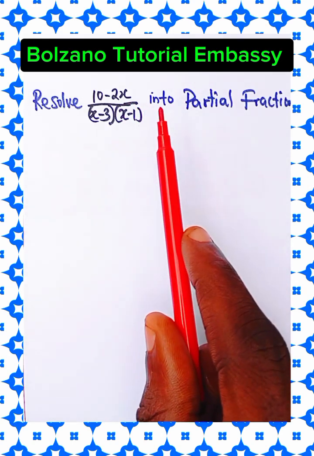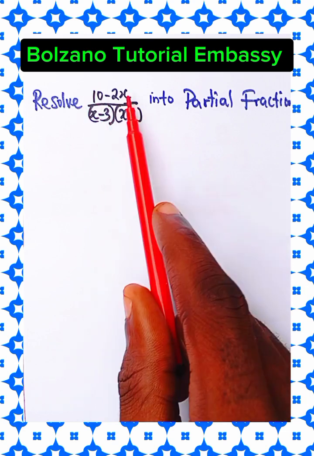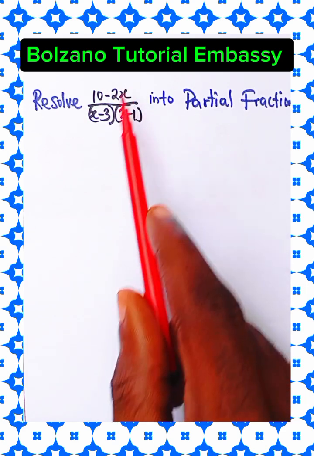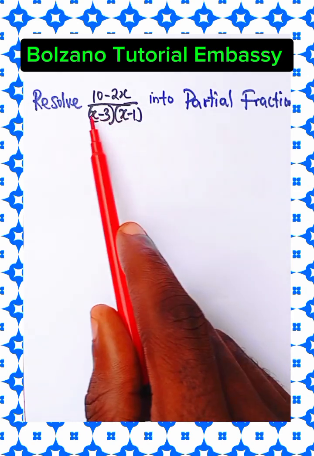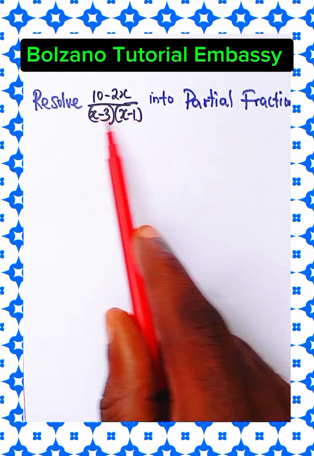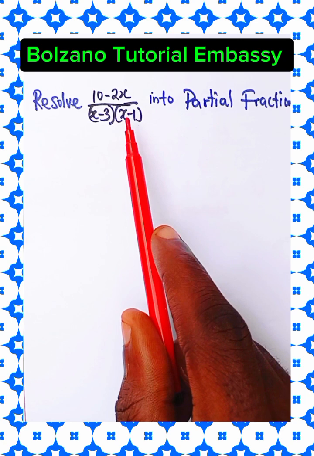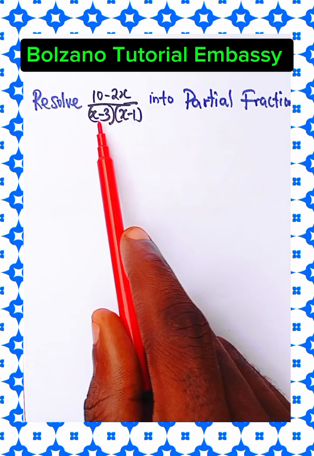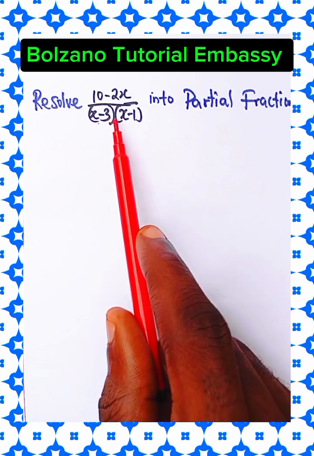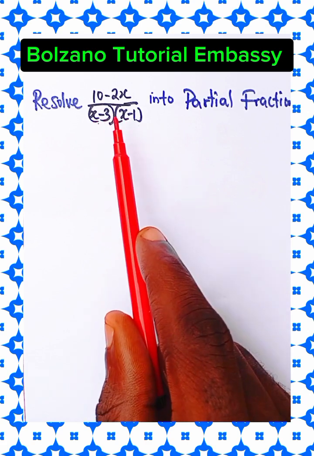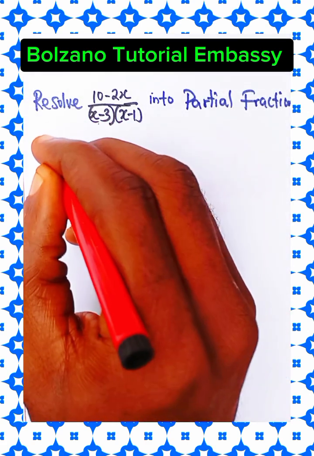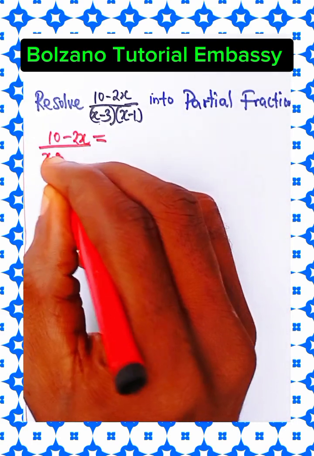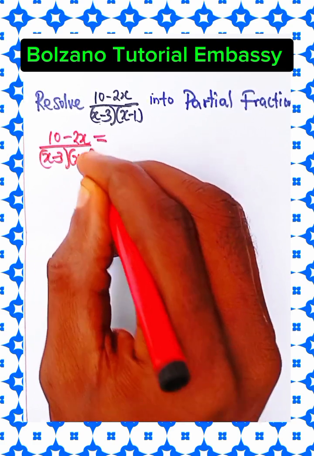Now, for us to achieve this, there are points to note. Number one, the polynomial in the numerator has a degree of 1, that's the power of x is 1, while in the denominator the power is 2, and it is not repeated. Since each factor in the denominator is a linear factor, the numerator of each should be a constant. So we can write this as (10 minus 2x) over (x minus 3)(x minus 1) equal to, that's over x minus 3, x minus 1.